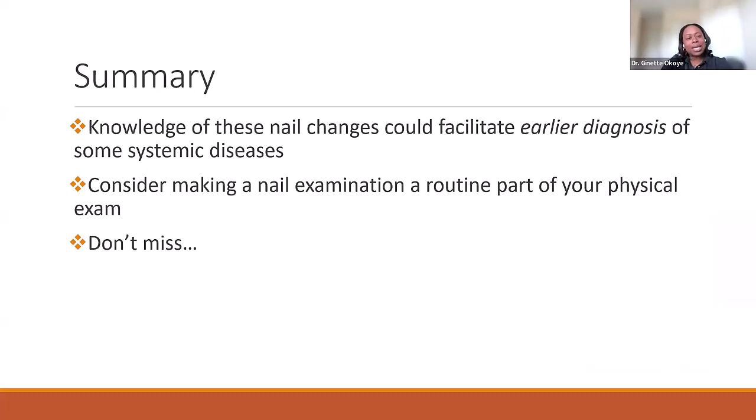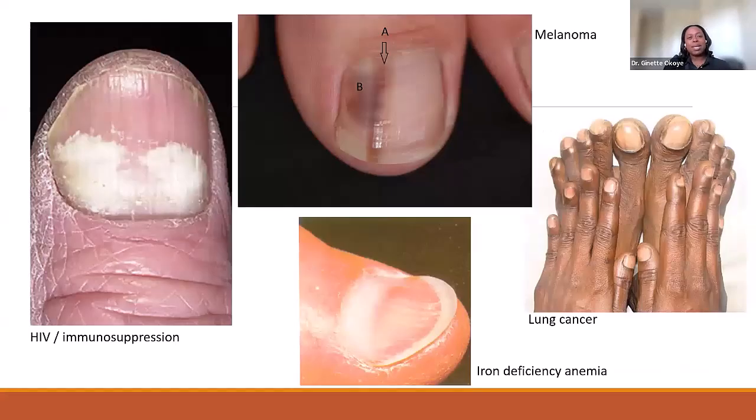So in summary, I think knowledge of these nail changes could facilitate earlier diagnosis of some systemic diseases, and consider just taking a look at the nails as a routine part of your physical exam. It's super quick, but there are things that you don't want to miss. So if you didn't leave this lecture with anything, I want you to think about these 4 things.